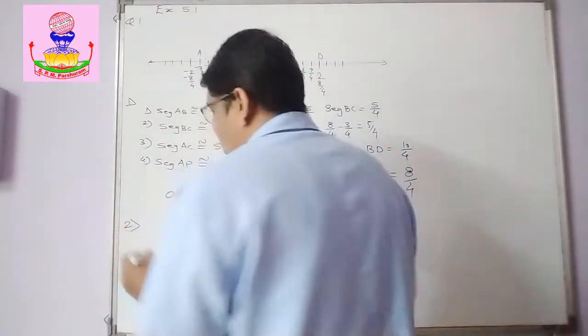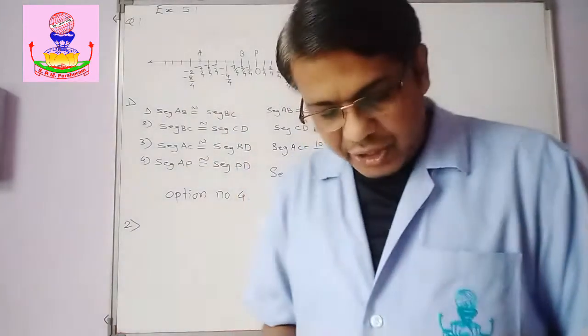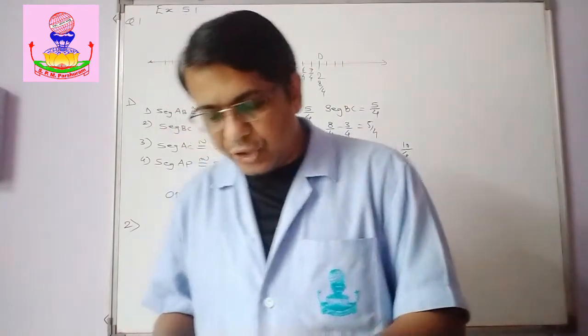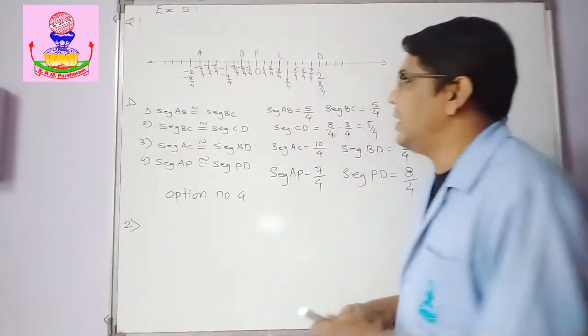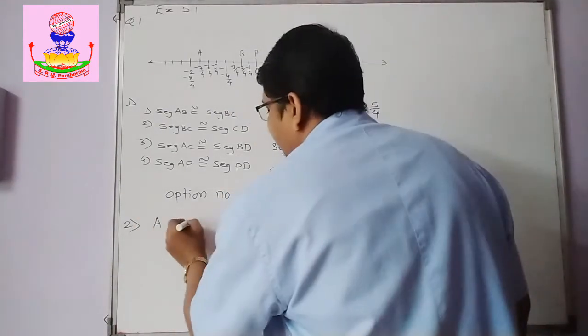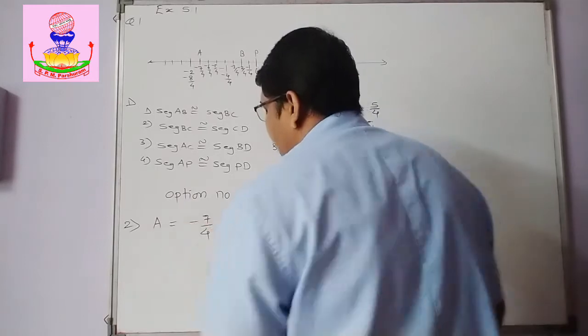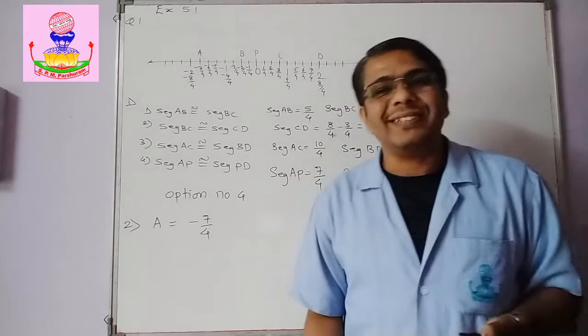Now, second question related to this. Which number corresponds to the point A? Already we have done it. So, we know point A. What is the number corresponding to point A? That is minus 7 upon 4. But in the options, it is not there. They are in mixed fractions.